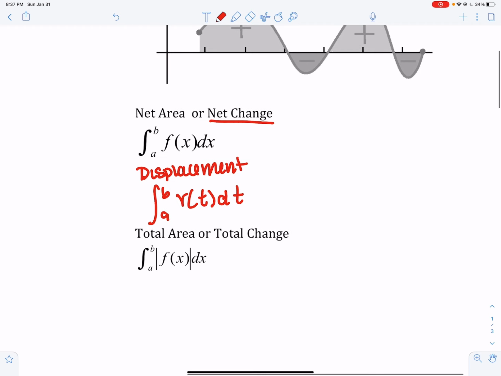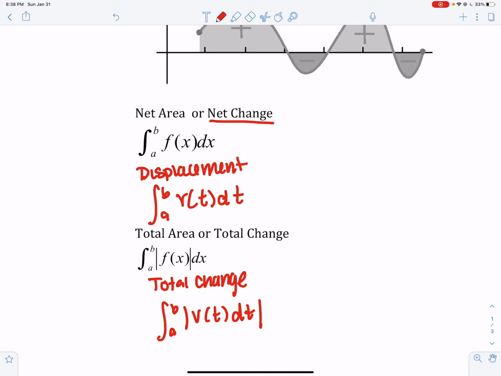But if you want to see how much the particle traveled, then that would be the total change. And that's going to be the integral from a to b of the absolute value of v of t dt. And that will give you the total distance traveled.